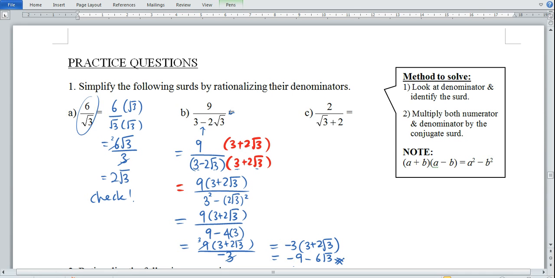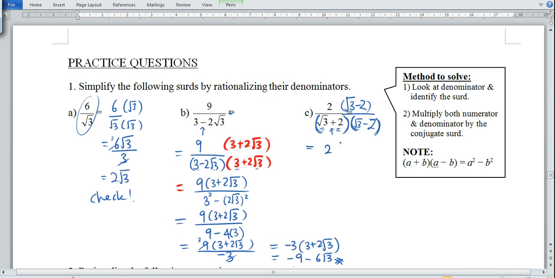Now how about part C? What should you multiply on top and below? Notice that when I introduce a conjugate surd, I will also bracket the denominator that is in the question. It's the entire thing that multiplies with the conjugate surd. Now the next question is, what is the conjugate surd for this case? Look at the sign, look at the terms. So the conjugate will be square root 3 minus 2. So on top will be square root 3 minus 2 multiplied to 2 as well.